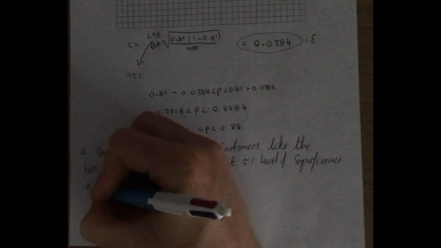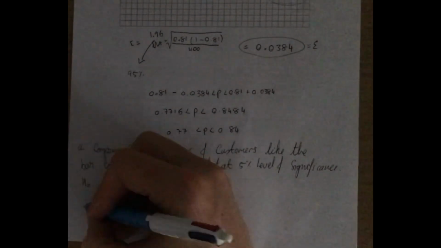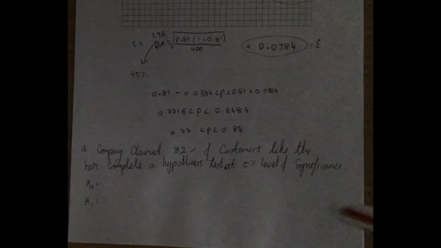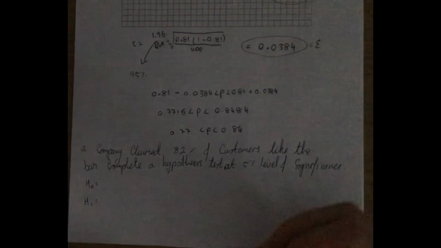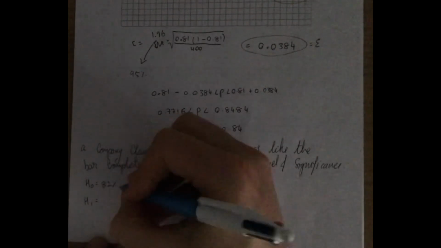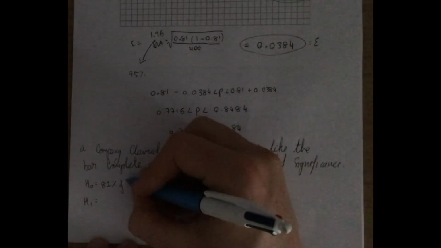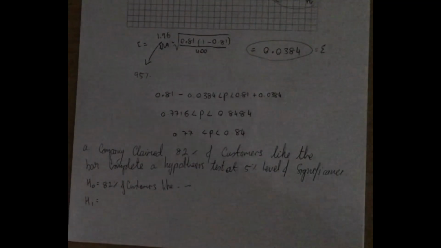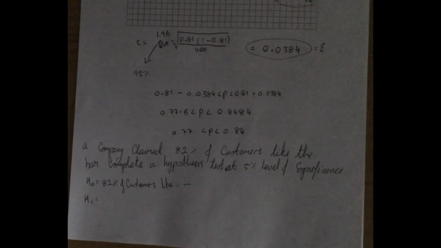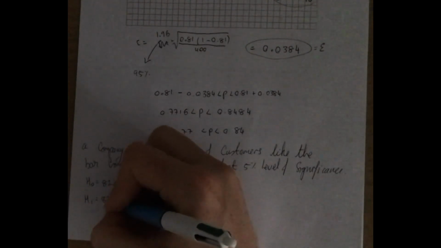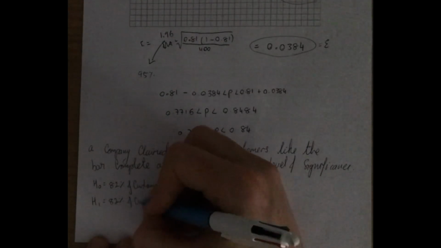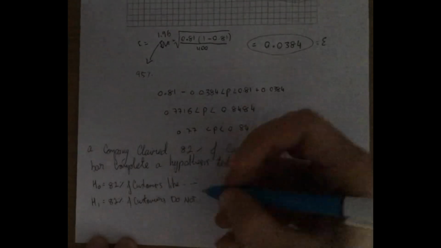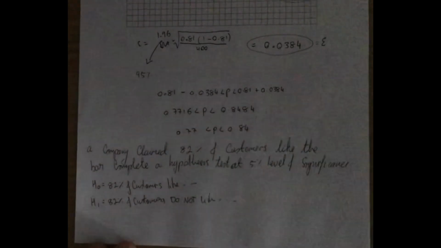So your null hypothesis would be H0 and your alternative would be H1. Now, for your null hypothesis, you will agree with the question. So the null hypothesis would be that 82% of customers like the chocolate bar. Your alternative hypothesis would be that 82% of customers, so the same thing again, and the difference is, do not like the chocolate bar.